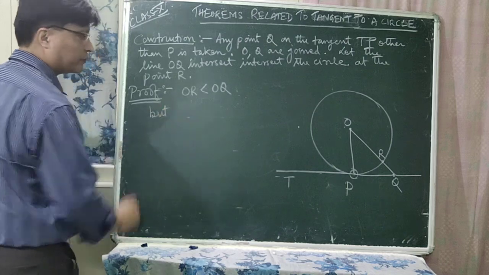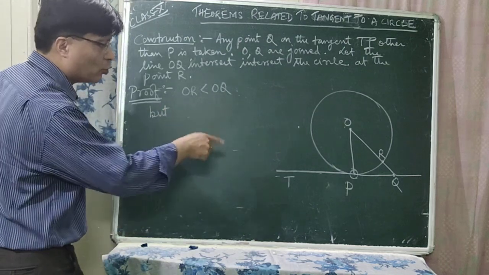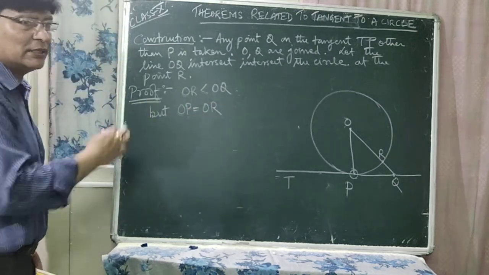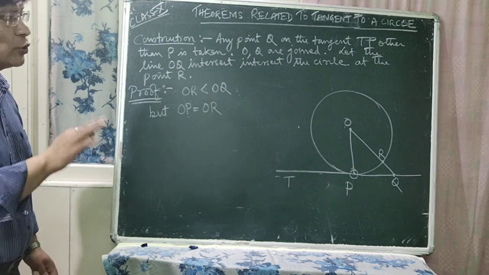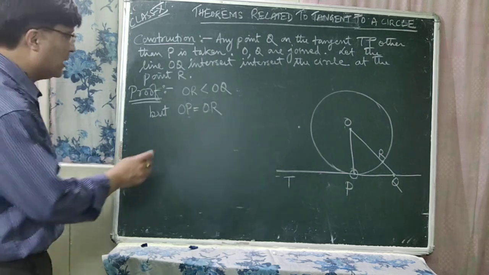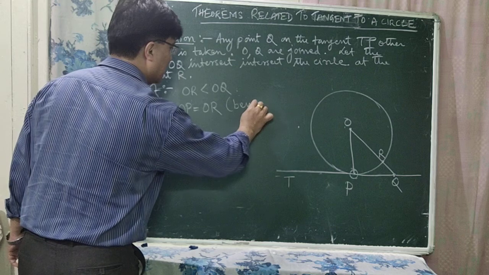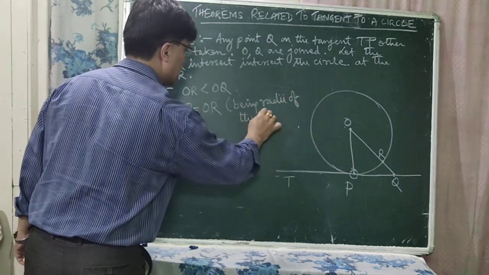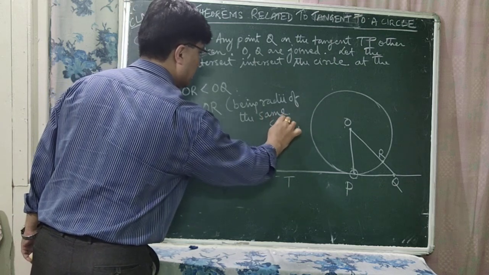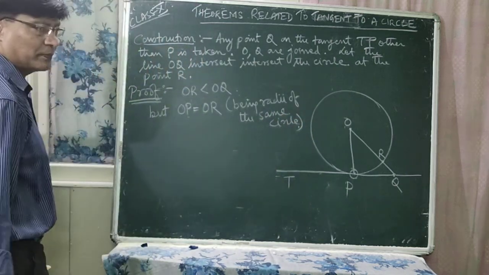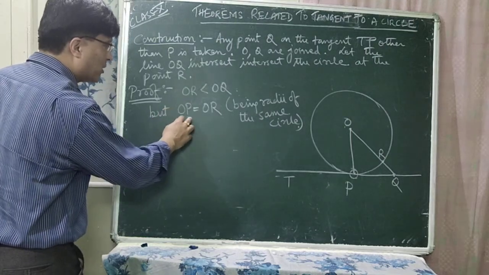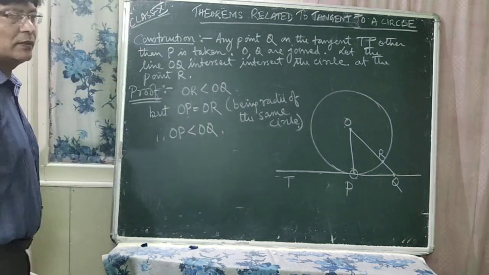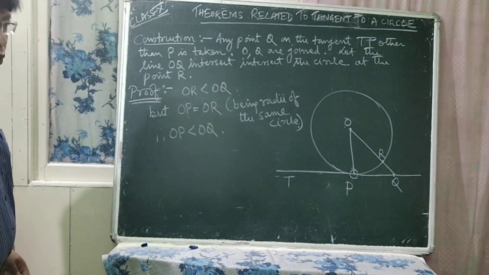But from the figure we can write down that OP is equal to OR, because these are the radii of the same circle. Radii of the same circle are always equal. So instead of OR we can write OP. Therefore OP is less than OQ.